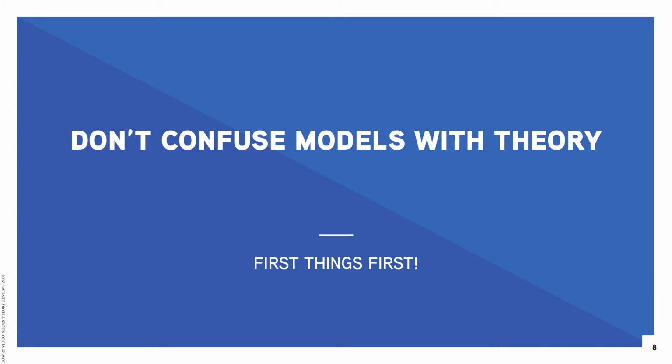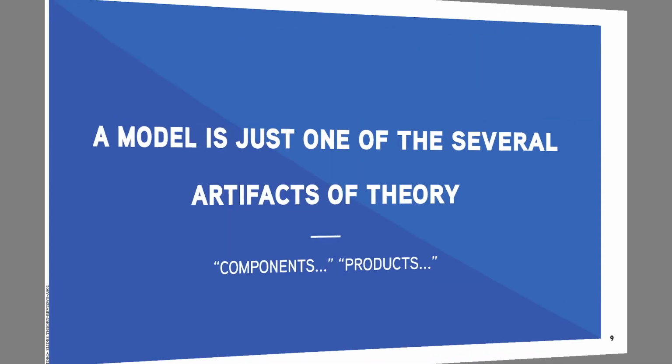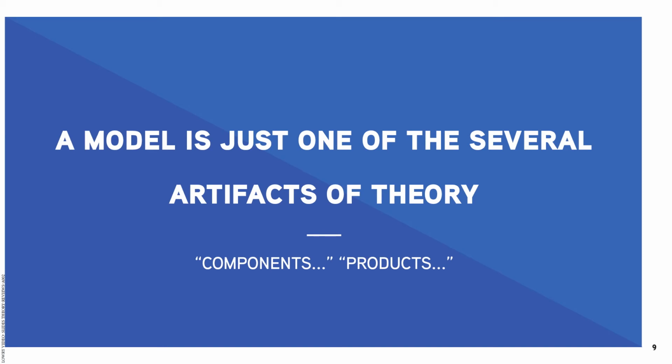So probably the most important point I want to start with in terms of engaging in a discourse for theory building is to not confuse the models that we create with broader theory. This is often a problem in interdisciplinary research where researchers consider models alone as theory when it's just one of the artifacts or one of the components of theory instead. So again, a model is just one of the several artifacts or components of theory that create a broader theory.